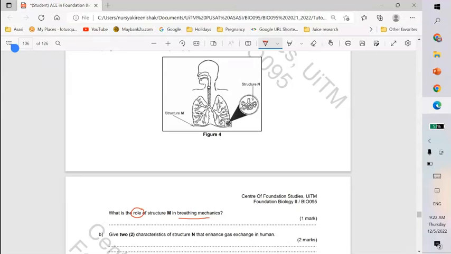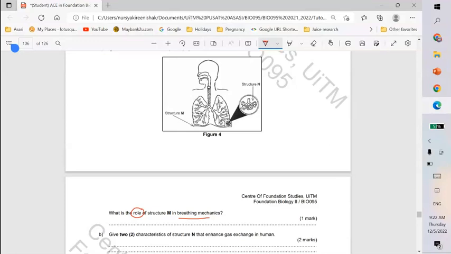So the function of the diaphragm is to expand or increase the thoracic volume during inhalation. Kan? So expand the volume or increase the volume of thoracic cavity during inhalation. Okay, so ataupun kalau awak choose to explain on exhalation, it decreases the volume of the thoracic cavity. Itu kalau exhalation. So breathing mechanism ni, kita ada inhalation, kita ada exhalation kan. So apa fungsi diaphragm ni masa inhalation? Inhale, expand the thoracic cavity. Kalau exhalation, decrease the thoracic cavity.